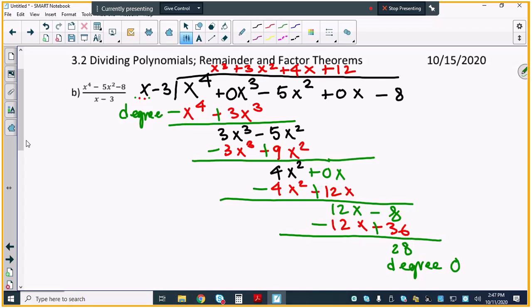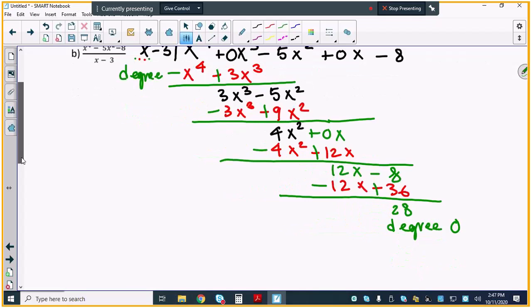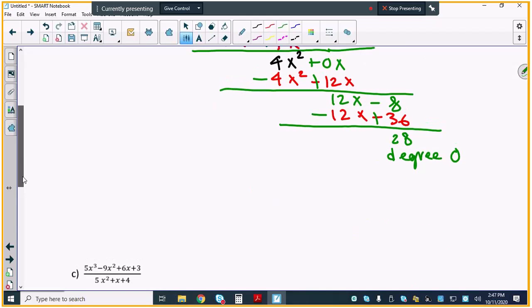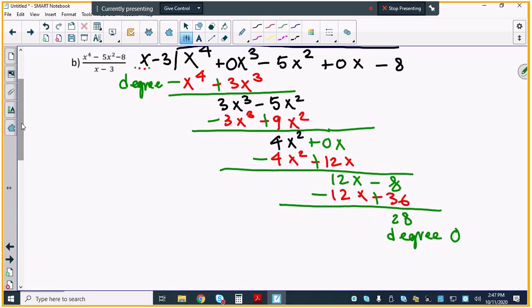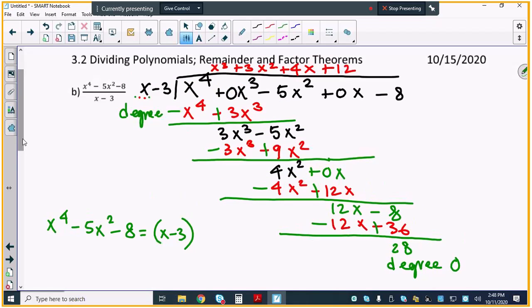What does that mean? That means I can now write my answer as the polynomial that we were supposed to divide, which is x to the power 4 minus 5x squared minus 8, equal to the divisor polynomial, which was x minus 3, times the quotient polynomial. And remember, the quotient we got is a cubic polynomial. It is x cubed plus 3x squared plus 4x plus 12 plus the remainder, which is 28.